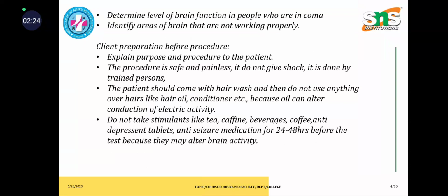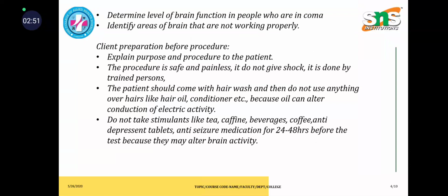Client preparation before procedure. Explain the purpose and procedure to the patient. The procedure is safe and painless. It does not give shock. It is done by trained persons. The patient should come with washed hair and should not use any products like hair oil or conditioner, etc., because oil can alter conduction of electric activity.